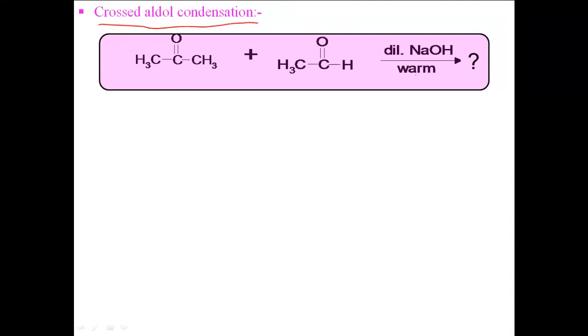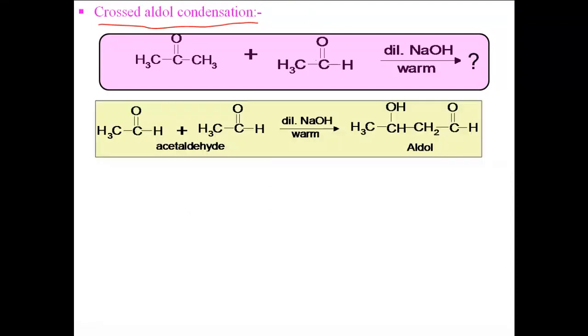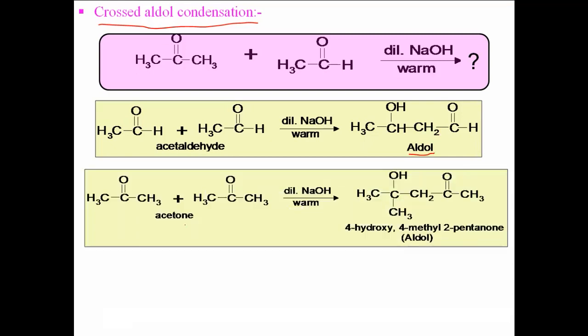Now here there are so many possibilities. In the first possibility, 2 molecules of acetaldehyde may undergo condensation. We get the beta hydroxy aldehyde, that is aldol. This is the first possibility. What is the second possibility? 2 molecules of acetone can condense here. Suppose this is the first molecule of acetone and the second molecule of acetone, and we get 4 hydroxy 4 methyl 3 pentanone. Okay, this is the second possibility.